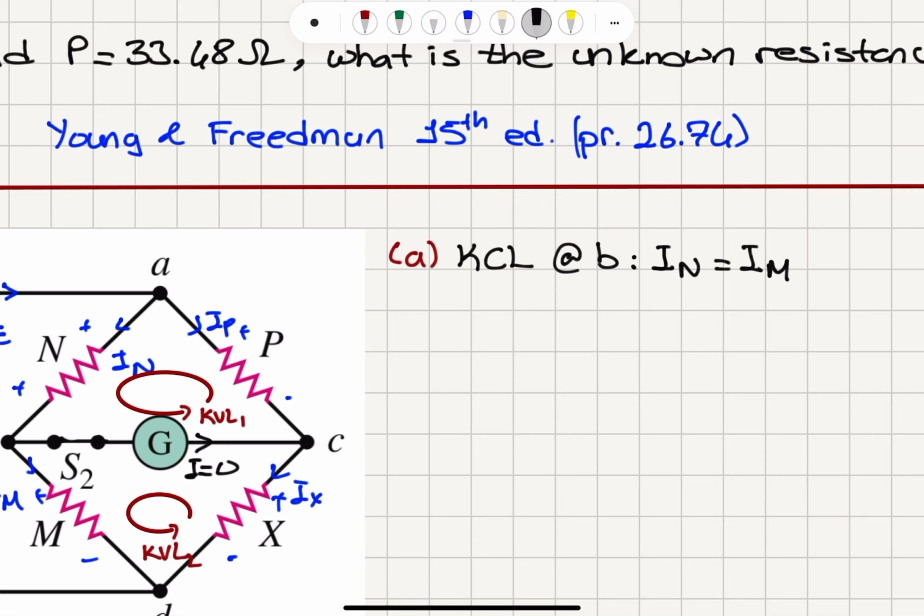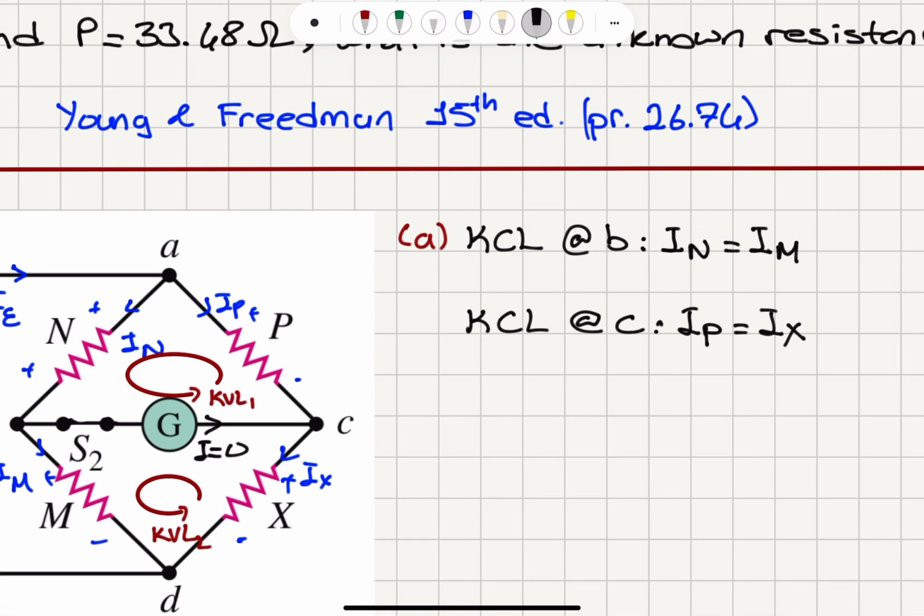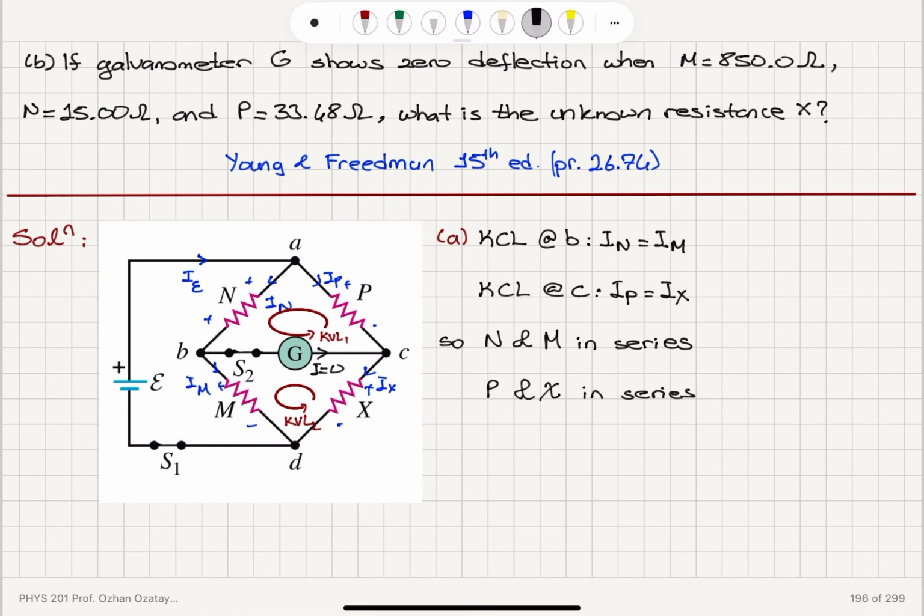A similar situation occurs when I write Kirchhoff current law at junction C. You can see that IP must be equal to IX because there is no current here. So IP is equal to IX. This basically tells me that the two resistors, capital N and capital M, because it's the same current going through them, are connected in series, and capital P and capital X are connected in series as well. So that's what I find out.